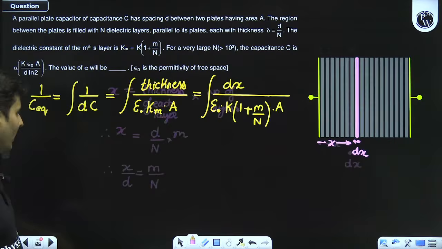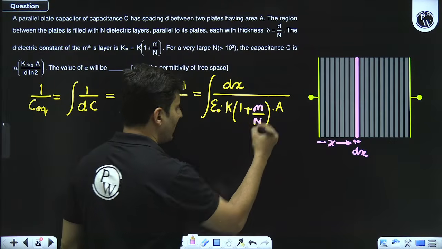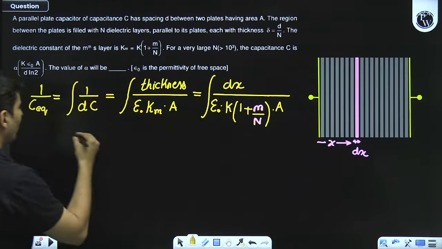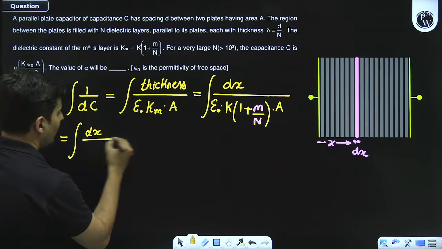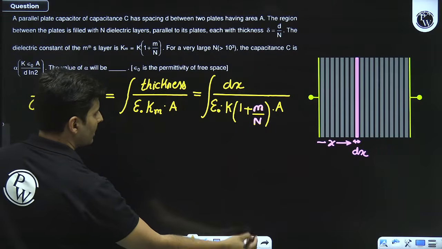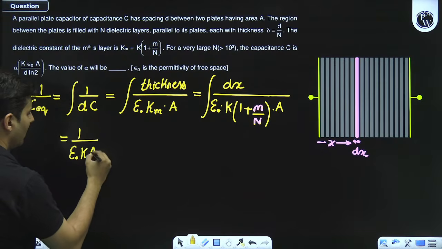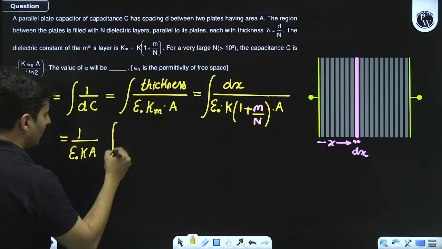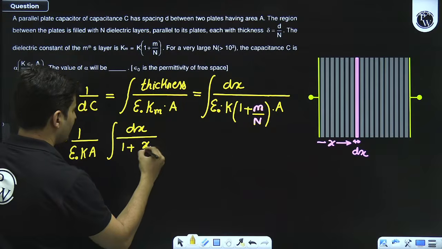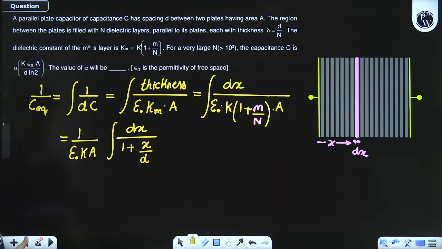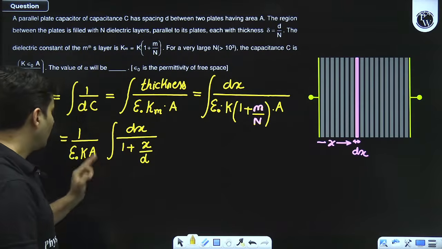So instead of m by n, I will write it as x by d. See what will happen. This will become integral dx divided by, actually a few of the things are constants, epsilon naught, k and a, so I'll take them outside the integration. Integral dx over 1 plus x divided by d, instead of m by n. Is this perfectly fine? Okay.